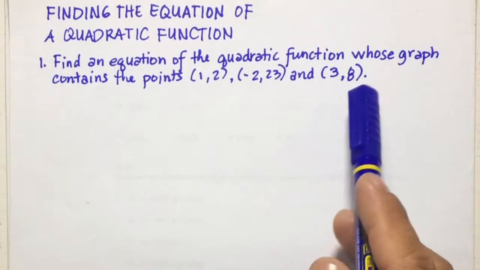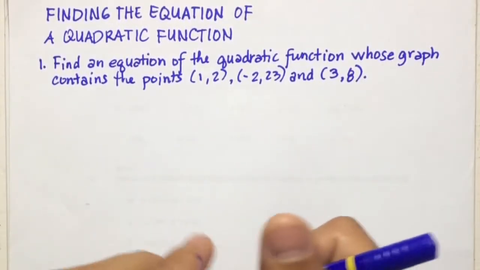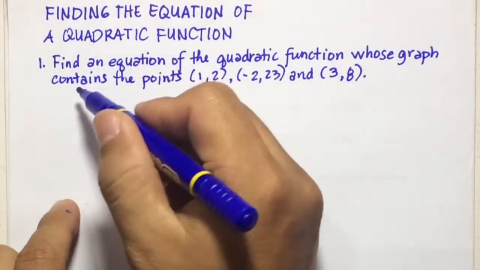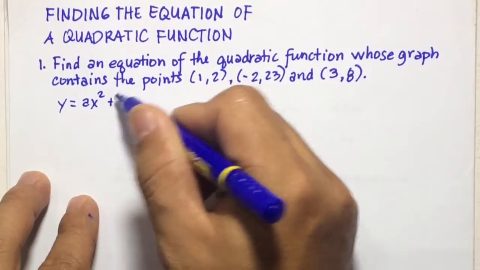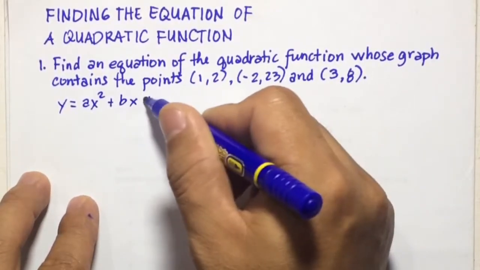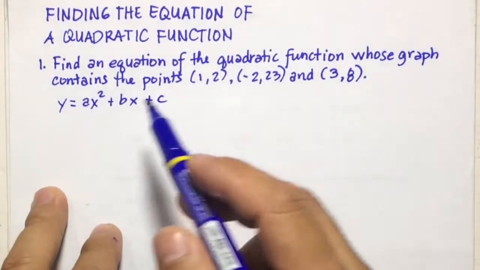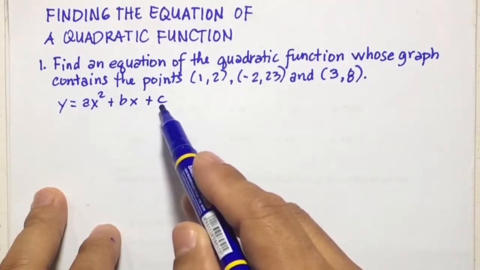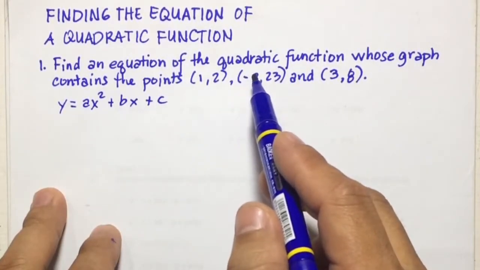and (3, 8). Now, the first thing to do here is we're going to use the standard form of quadratic equation, y equals ax squared plus bx plus c. So what we're going to do here is find the values of a, b, and c so that we can have the given equation.